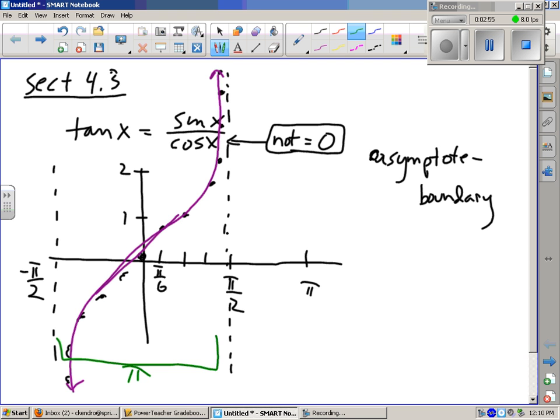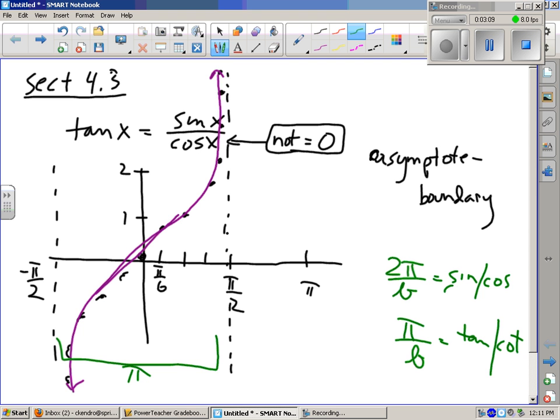Well, instead of using 2 pi over b, that's for sine and cosine. For tangent, we use pi over b. We use that for tangent and its evil twin, cotangent. And the evil twins here use 2 pi over b. So it's a little bit different because the wavelength is different. Now when you graph these, I'm actually going to have you do 2 waves instead of just 1. So be prepared for that.